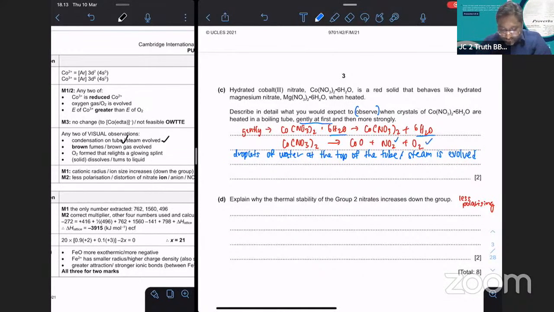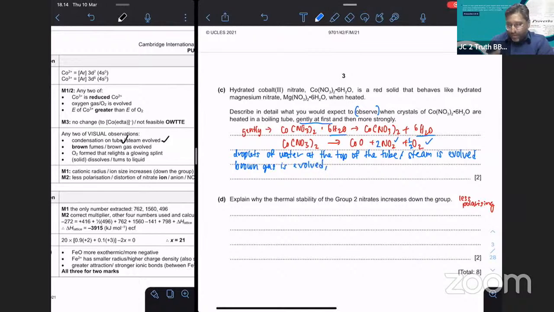Since they didn't ask you to balance, in this case I didn't balance it, but if you want you can also balance very fast. So this is balanced, and what you are getting over here is cobalt oxide and NO2. NO2 is a brown gas, so you can describe that a brown gas is evolved. And then there is another gas, which is oxygen.